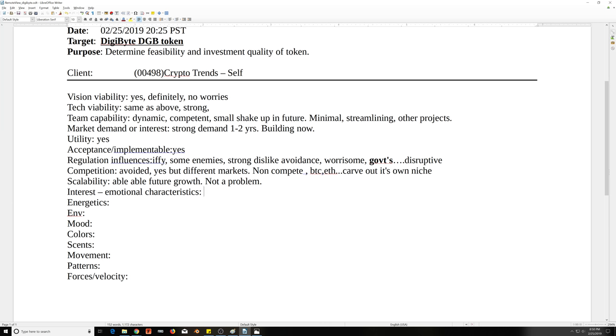Interest, emotional characteristics, stuff like that. Oh man, the people love DigiByte. Strong tribalism. But they love their coin, but they're not putting other people down, if that makes sense. If you don't like DigiByte, then you can jump off a cliff. It's not like that. Loyal followers. And devs, that's good.